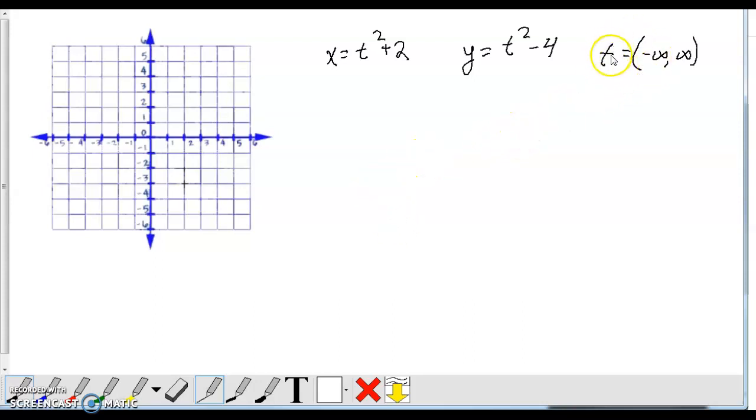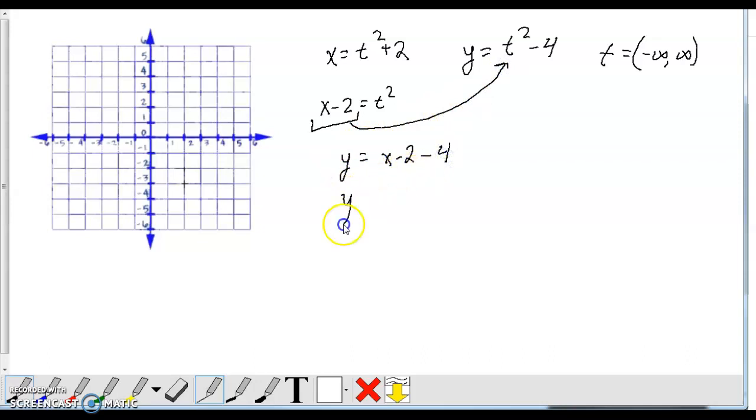So this one can be a little bit trickier, right? Again, I'm going to get rid of my parameters first. So I'm going to subtract 2 from both sides. So I'm going to get x minus 2 is equal to t squared. I'm going to go ahead and replace that in here. So this will be y is equal to x minus 2 minus 4. So y is equal to x minus 6. Interesting. Notice that I had a squared in it, but this actually ends up being a line.